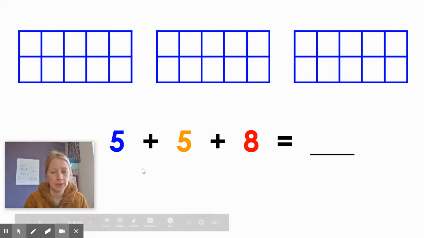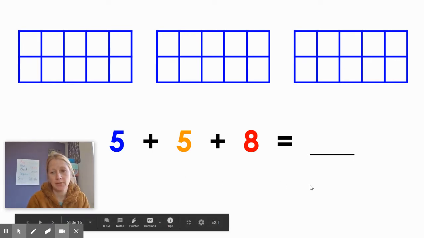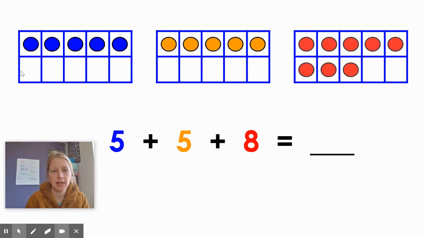Okay, let's look at a different one. Now I have 5 plus 5 plus 8, right? We have three numbers. The first thing that I need to do is represent them with my 10 frames, right? I have my blue circles represent my blue 5, so I have 5. My orange circles represent my orange 5 plus 5. And then my red circles represent my 8, so plus 8. So 5 plus 5 plus 8.